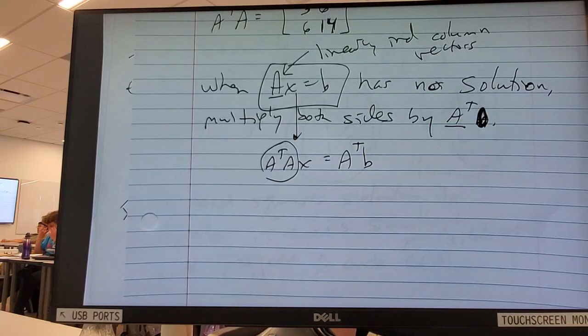So if I multiply it by A transpose, I'm making it square. Therefore, that has an inverse. And then I can solve that associated equation.